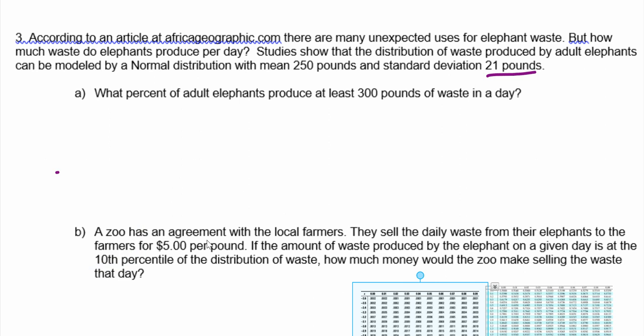All right, well, welcome back, and we're going to be talking about 2.2b again. Talking about how to find different percents using normal distributions and z-scores. All right, so here we go.